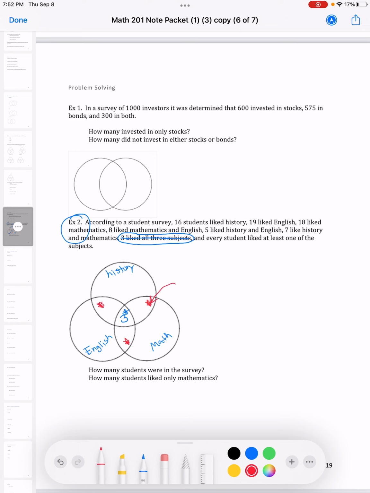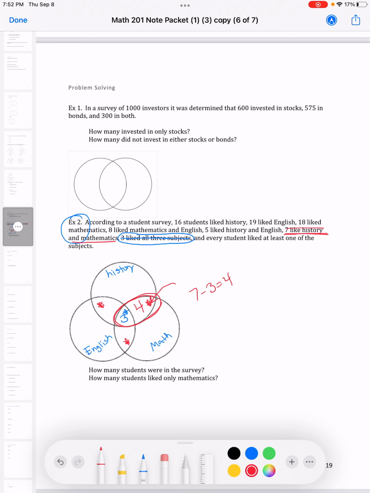So my piece right here, these are people that like history and math. And it's just not as simple as plugging 7 in there, because 3 people already have said they like history and math. If you like all 3 of them, then you like 2 of them. So 7 minus 3, there are actually only 4 new people to put in that spot. So we're always going to do that subtracting thing.